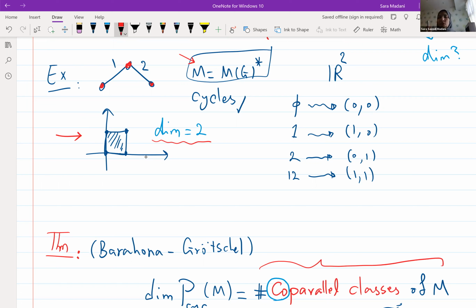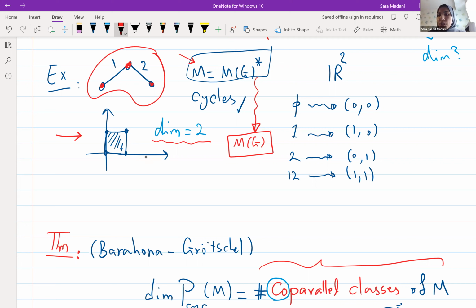We said that we don't look at the matroid itself. We look at its dual. But the dual of the dual, we saw yesterday, is the same as the matroid itself. So I should look at this matroid. I should compute the number of parallel classes of this. Okay, let's look at this graph.